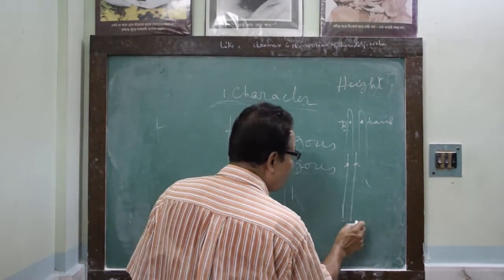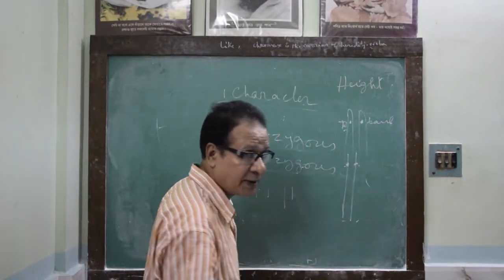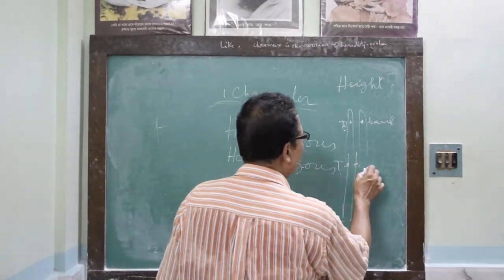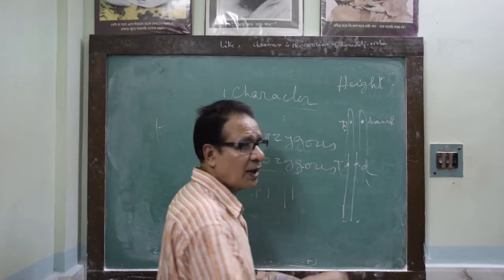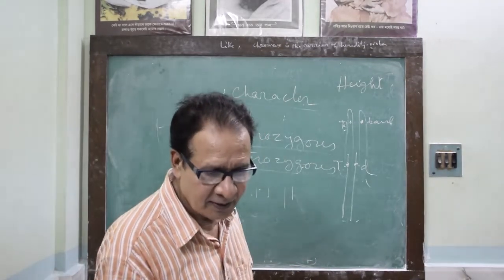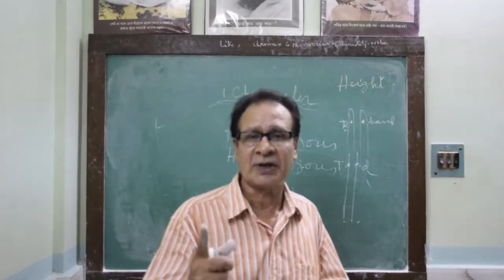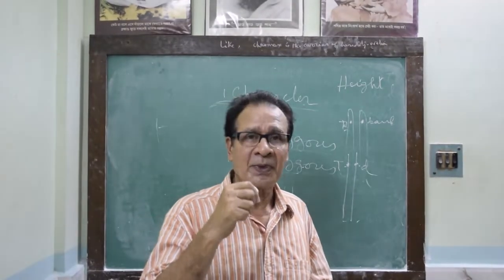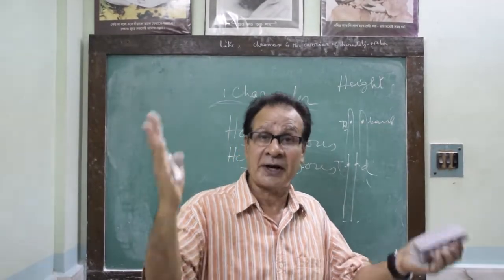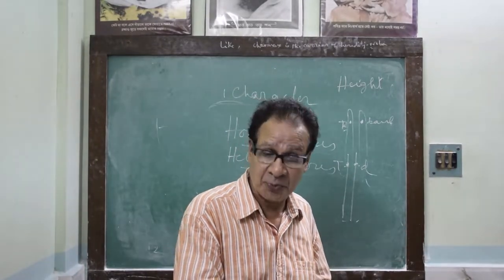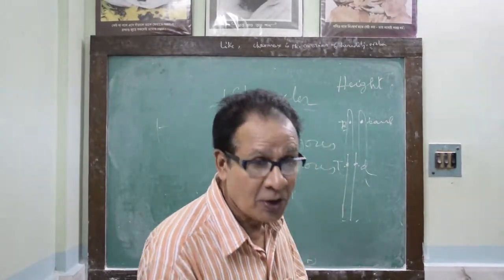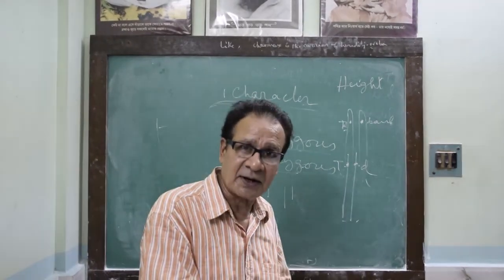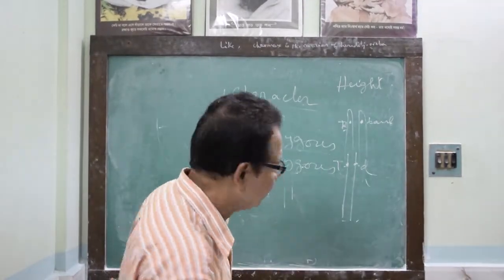A pair of allelic genes responsible for a character bearing the contrasting trait, suppose here tall and here dwarf, then this character or the organism for that character is known as heterozygous. One organism cannot be homozygous for all characters or heterozygous for all characters. That is, for one character he may be homozygous and for another character he may be heterozygous.